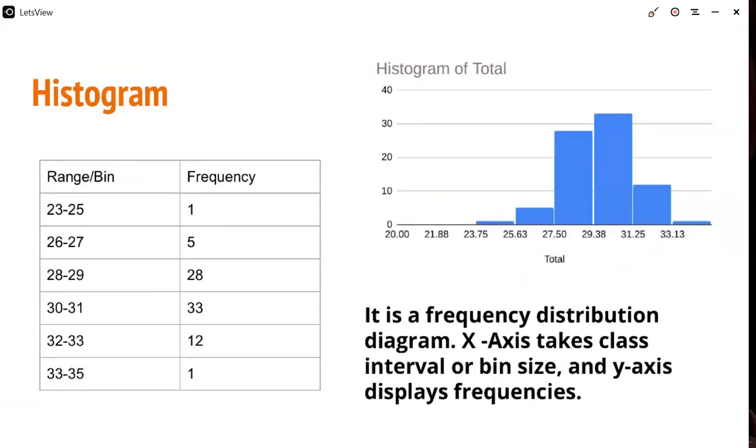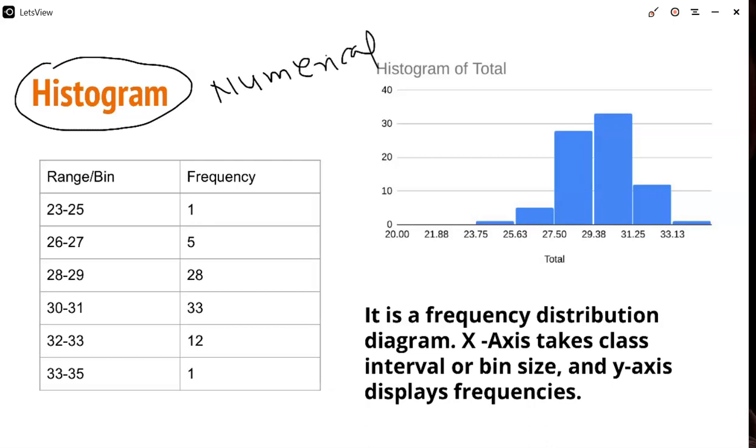The next pictorial representation or chart that is frequently used is called the histogram. Now see the difference between the histogram and the bar chart. Histograms are basically used for numerical type of data variables, and are used to represent the count or frequency of a numerical range.